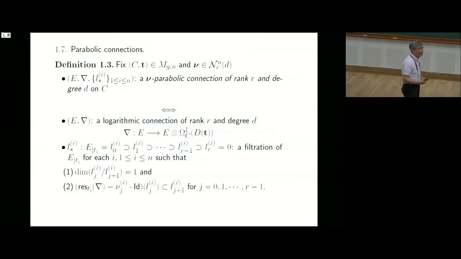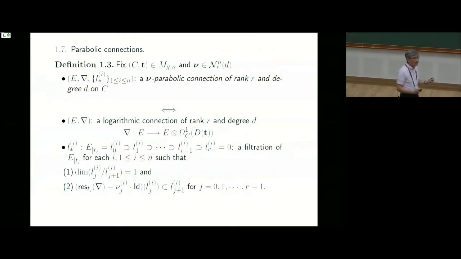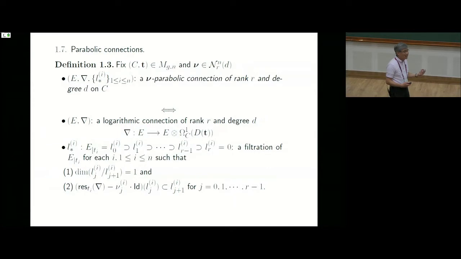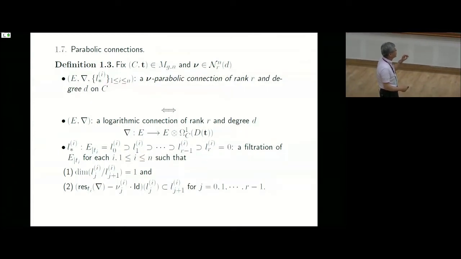So in order to define the good object, you have some measure. If you don't have singular connections, you just take so-called stability conditions, the degree of E divided by the rank. So that is some measure of the goodness. But then for the singular connection, or parabolic bundle, you need some extra data, which is called the parabolic structure, L star.